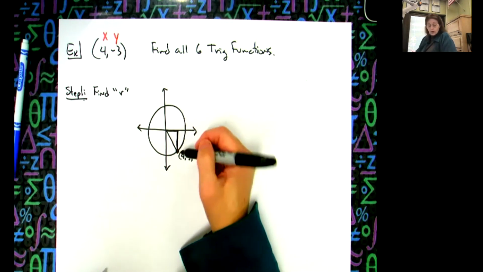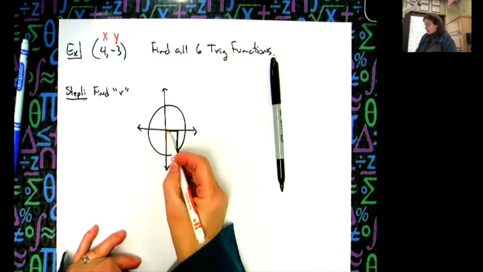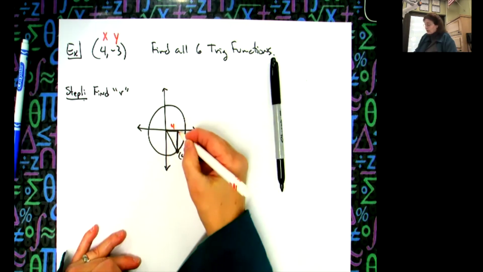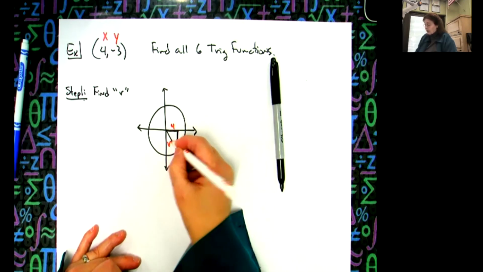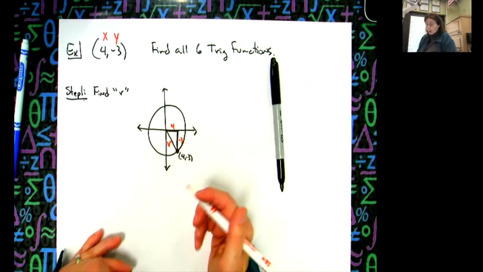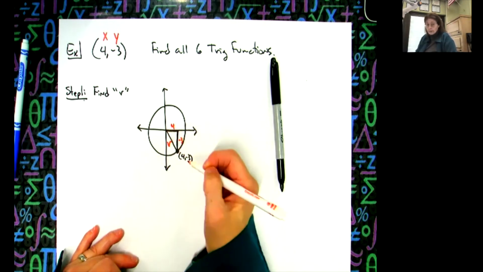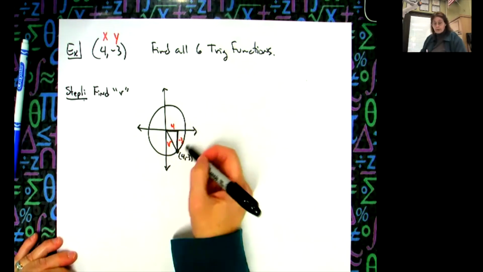Now what does this mean here? It means the distance from here to here was 4. The distance from here to here was -3. And I'm trying to find r, or the radius. It's going to be all based around a right triangle inside this circle. So we know the Pythagorean theorem.